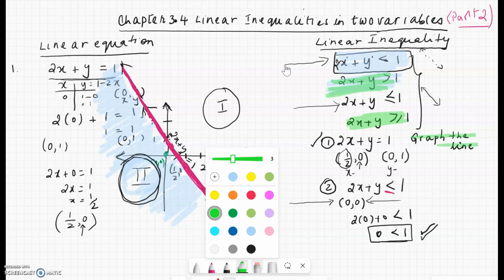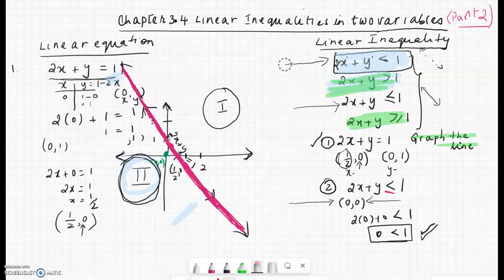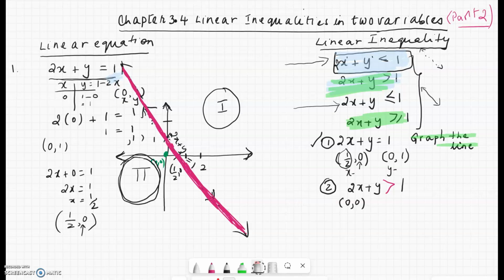I'm going to see if I can get rid of the shading. Now, once you graph the line, we've discussed this earlier. Let me just change the inequality now. Let's say it is strictly greater than, not less than, but greater than. So we could do the exact same thing.